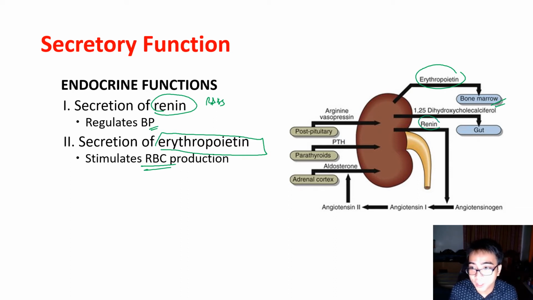Okay? Ito yung renin-angiotensin-aldosterone system. Yung tatlong yan, iikot lang yan. Okay? Alright. So vasopressin, class, and parathyroid hormones are all coming usually from the pituitary gland, which stimulates the kidneys to work.